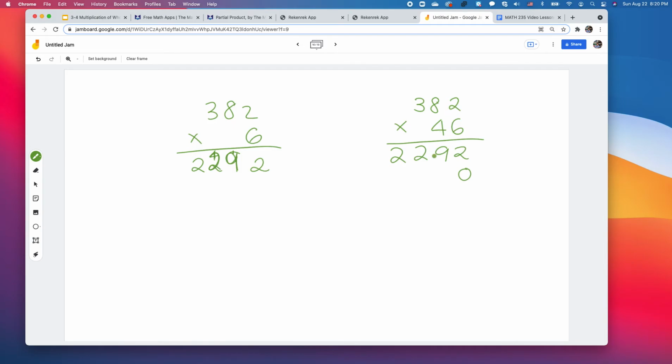2 times 40 is 80. Nothing carries over. 4 times 8, 32. That's hundreds, because tens times tens becomes hundreds, right? And 300 times 40 is thousands, but how many thousands? 12 thousands. But you already have 3,000 there, so 12 plus 3, 15. And you can add them together, right?